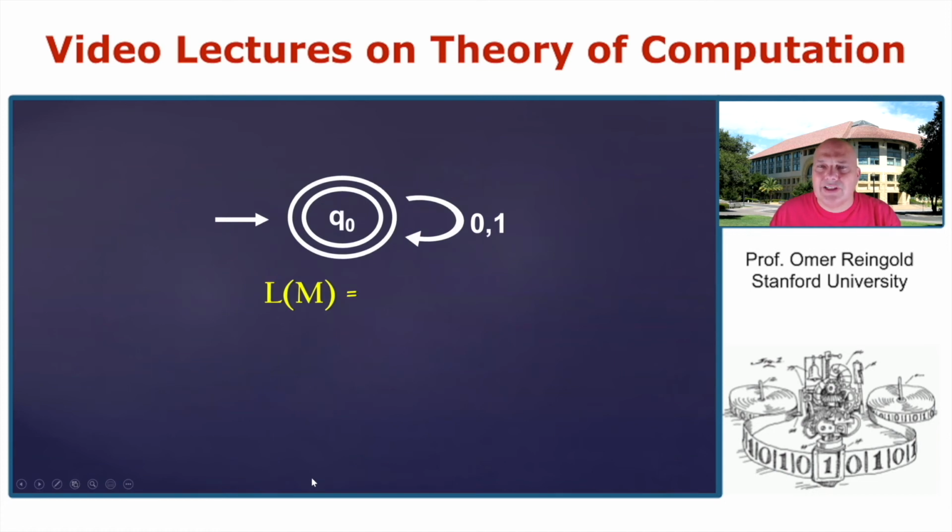Here is another example. What is the language L of M here? So this is everything. You have a single state, which is an accept state. So everything is accepted. Every string will end in the only state here. What is the language accepted here? Yes, this is the empty language, the language that contains no string.